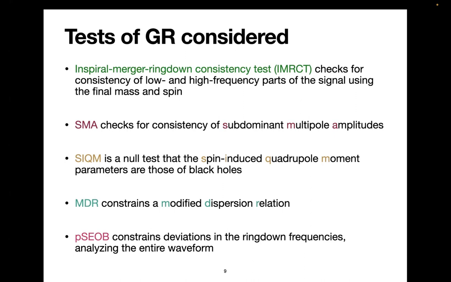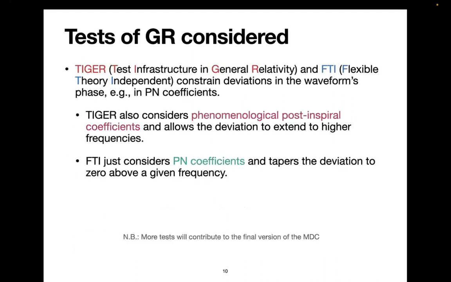MDR looks at a modified dispersion relation. Parameterized SAB, or PSAB, looks at deviations of ringdown frequencies, but it analyzes the entire waveform. And then finally, the two big parameterized tests, TIGER and FTI, testing general relativity by fitting for independent constraint deviations of phase and potential coefficients.